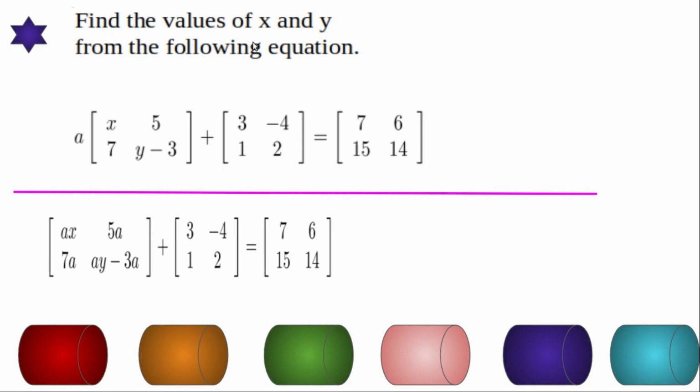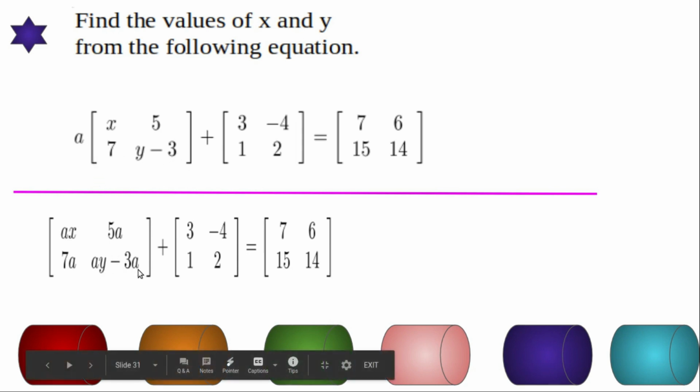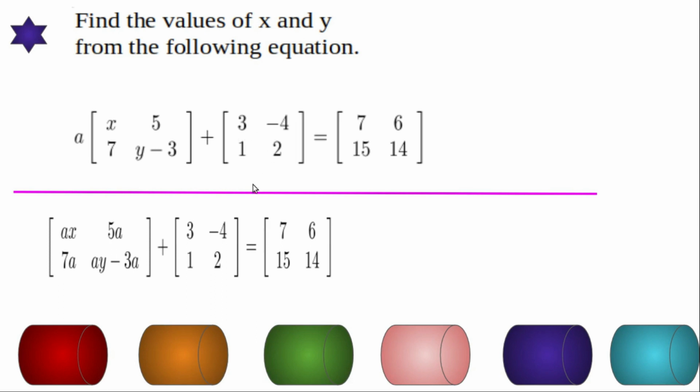Find the values of a, x and y from the following equation. We have this equation. From this equation, we have to find values of a, x and y. Here a into this matrix. a into x is ax, a into 5 is 5a, a into 7, 7a, a into y minus 3 is ay minus 3a, plus second matrix 3 minus 4, 1, 2, that's equal to matrix 7, 6, 15, 14.